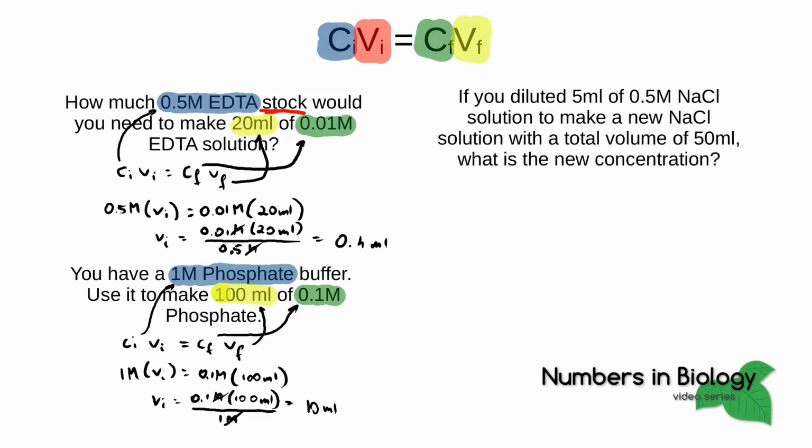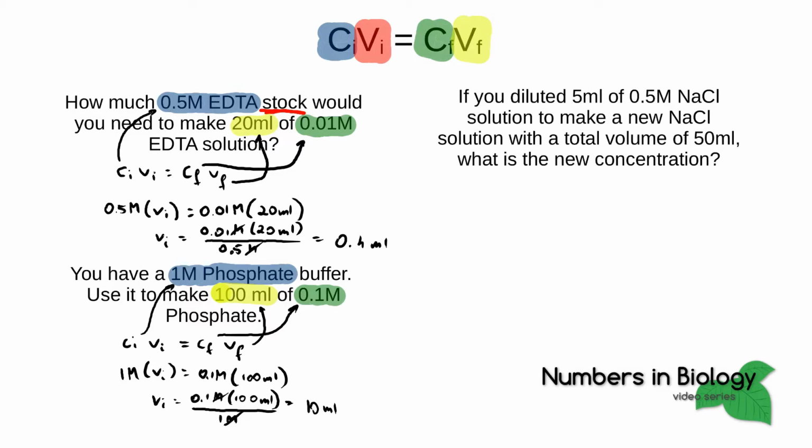So that means that you need to use 10 milliliters of 1 molar phosphate in order to make a buffer that will be 0.1 molar once you dilute it up to 100 milliliters. Let's take a look at this last problem here, because this one's a little bit different. In this case, you are told that you diluted 5 milliliters of 0.5 molar NaCl solution to make a new NaCl solution with a total volume of 50 milliliters. And it's asking you, what is the new concentration?